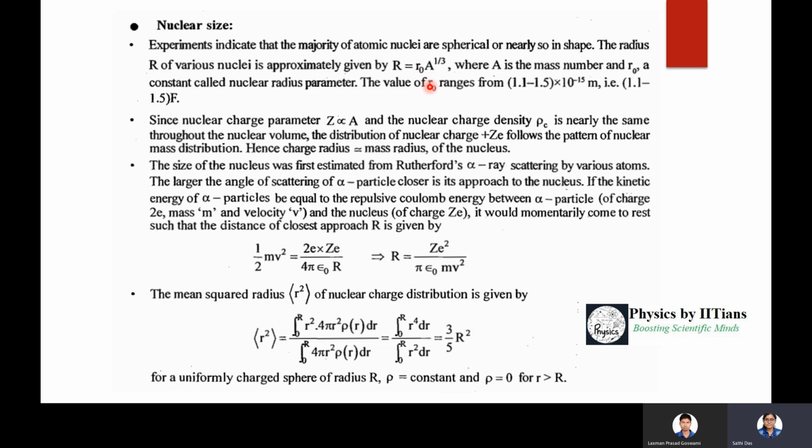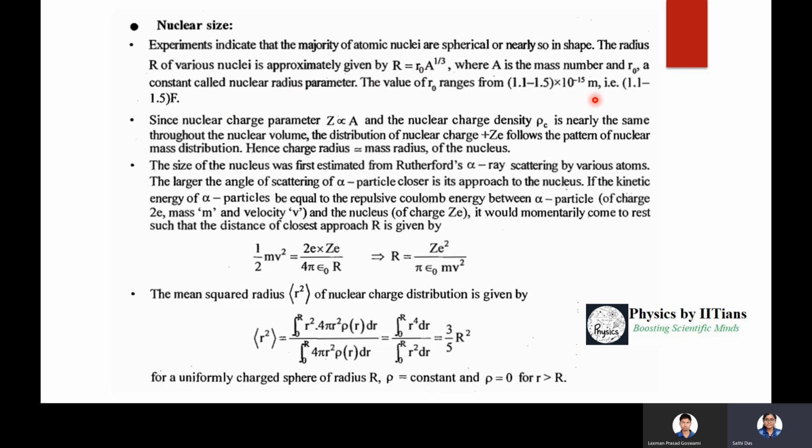Okay, or you can think that volume V is proportional to R cube, and A is proportional to V. From that relationship also you can get this relationship. You should understand that this proportionality constant, that is R naught, is called the nuclear radius parameter. And what is the value of R naught? That is ranging from 1.1 to 1.5 times 10 to the power minus 15 meter, or 1.1 to 1.5 femtometer range.